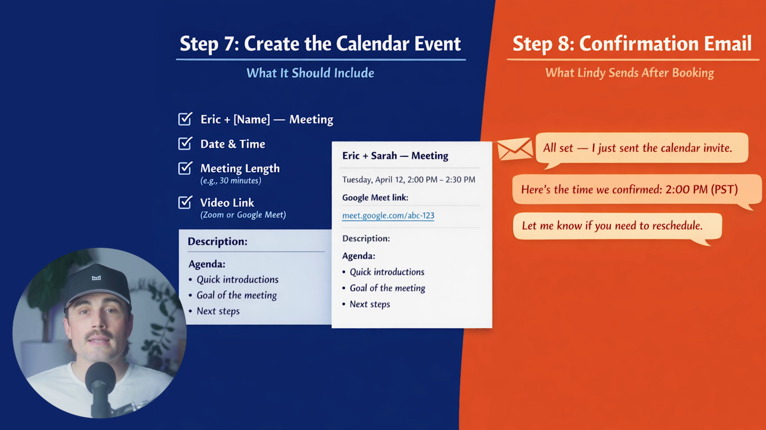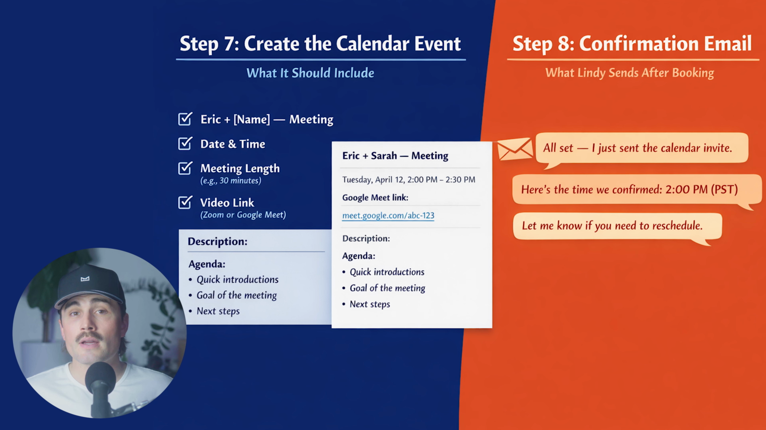Step 7, create the calendar event. What it should include. When Lindy books the event, make sure the calendar invite includes a title, for example, your name and the name of the person you're meeting with, as well as the date, time, and meeting length. Another optional thing you could add is a default agenda line. Another optional thing is a video link if you're using Zoom or Google Meet. A simple template for the description would look like: agenda, quick introductions, goal of the meeting, and next steps.